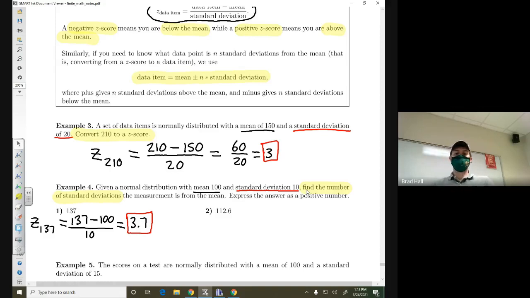So 137 would be 3.7 standard deviations above the mean. You can have decimal standard deviations. It doesn't have to be whole numbers. You can have fractional standard deviations. In fact, when you look at realistic data, these types of standard deviations are more common.